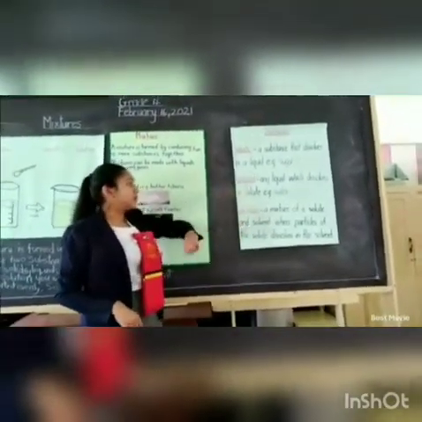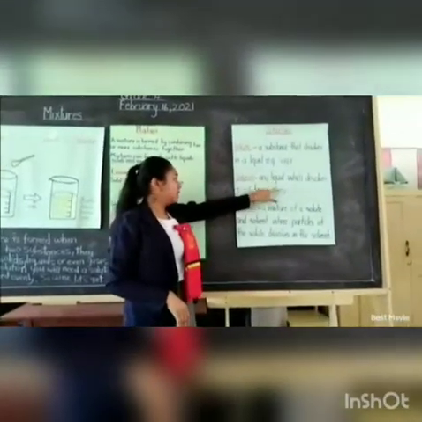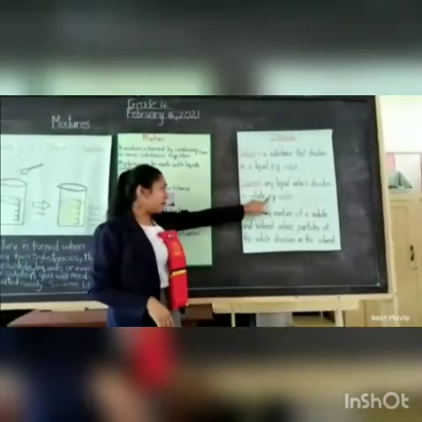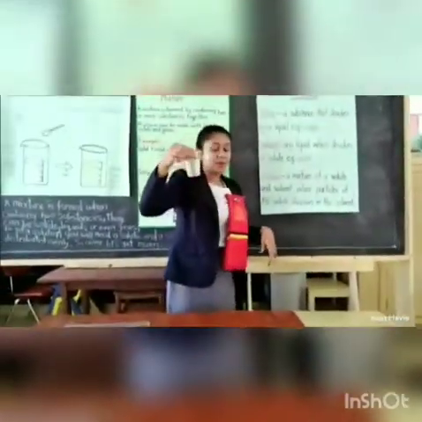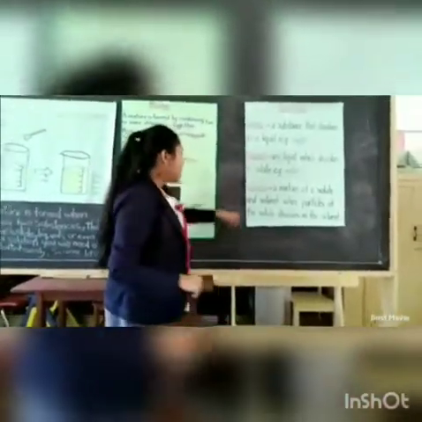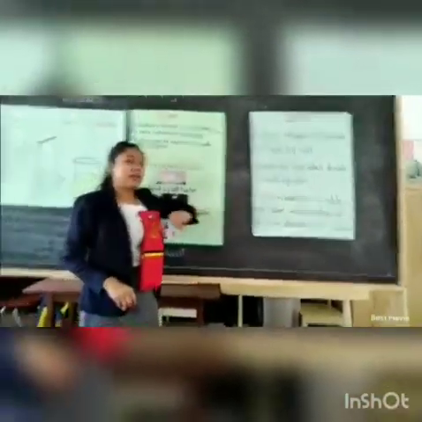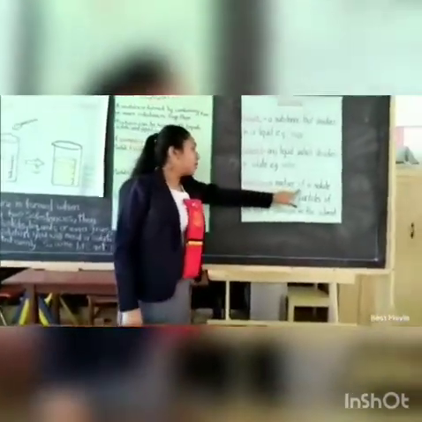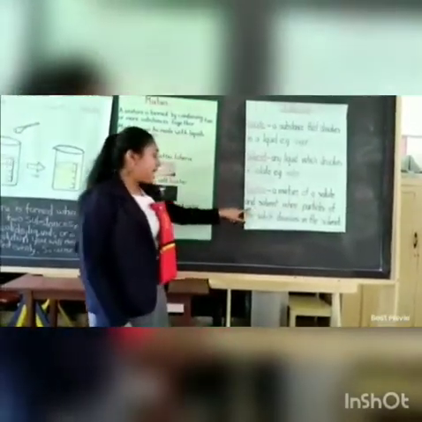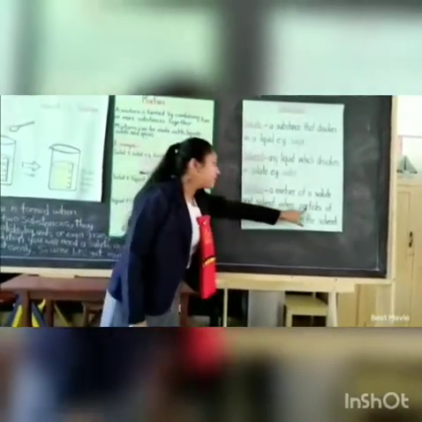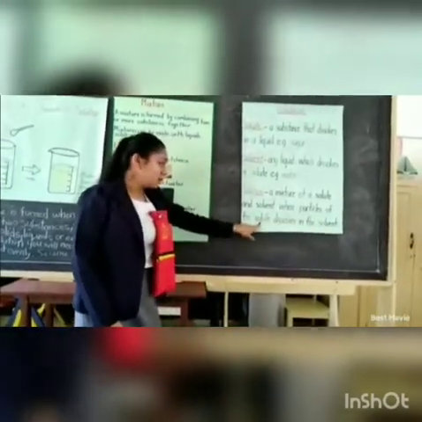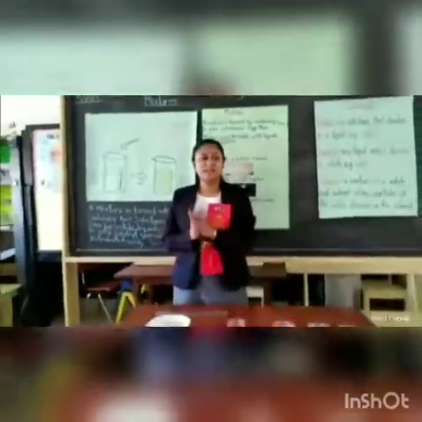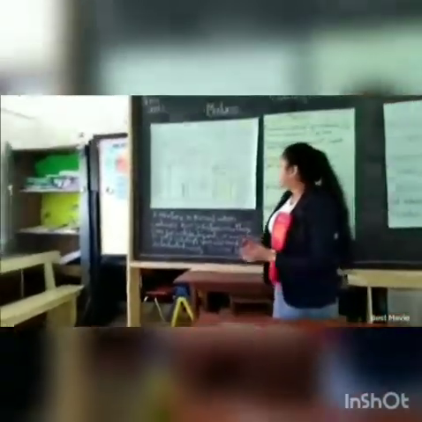Now we have the word solvent. Solvent. Read with me. Any liquid which dissolves a solute. Example. What is this? Water. Now we have solution. What's the word? Solution. A mixture of a solute and solvent where particles of the solute dissolve in the solvent. Okay, very good. Give yourselves a clap. Very good. Yay!